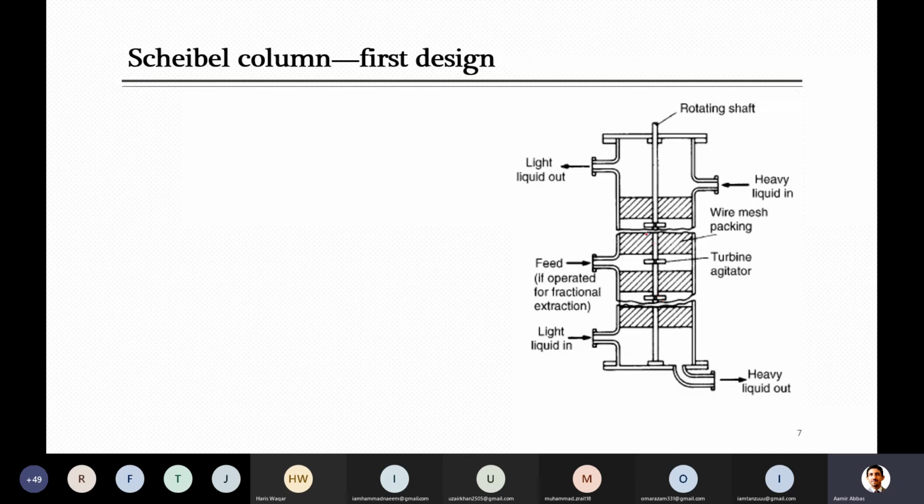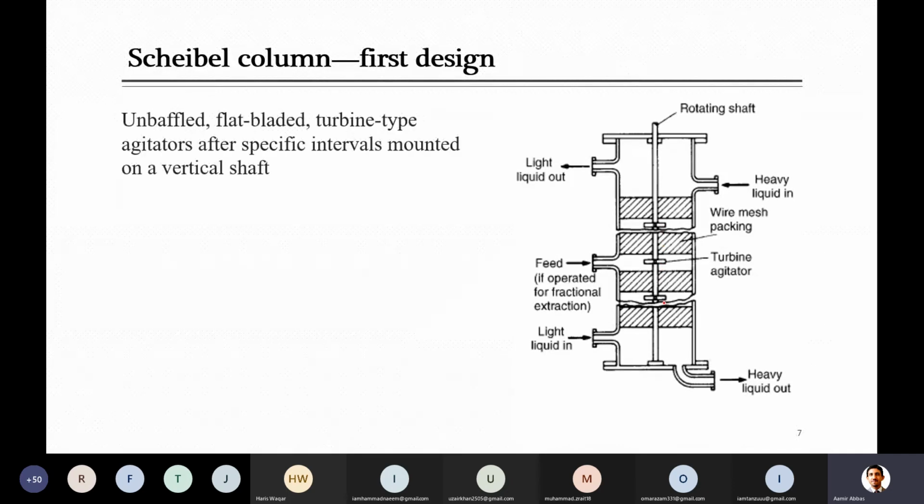He also introduced these blades inside a column which was already a packed column, with wire mesh packing. So packing was already there, and in between the packing, after some distance, he introduced these rotating elements. Overall, this column was named an unbaffled flat-bladed turbine type agitator. We will look at the next design, the second design, that contains some baffles inside the equipment. So this equipment was the simplest, which involves some packing and rotating elements.